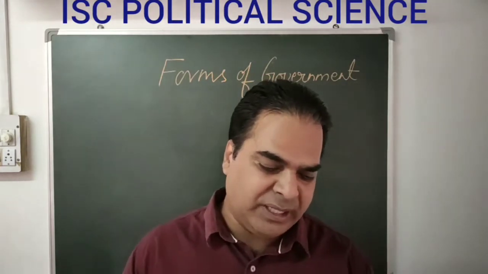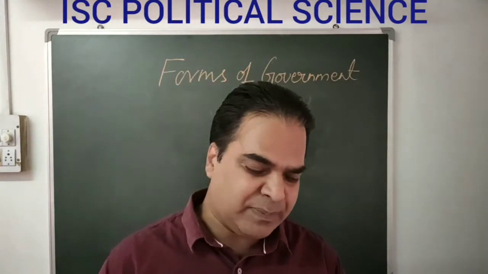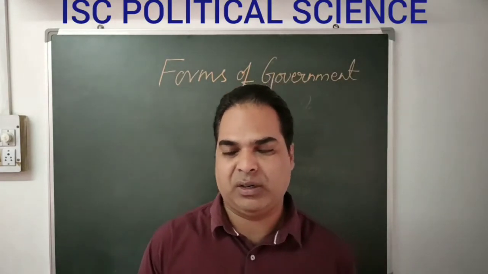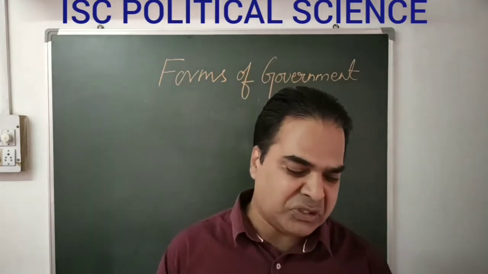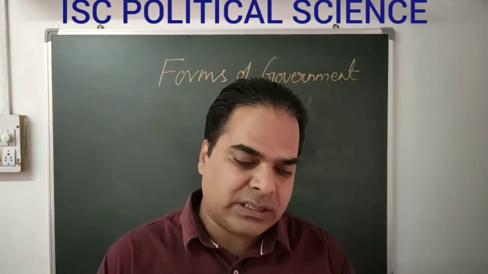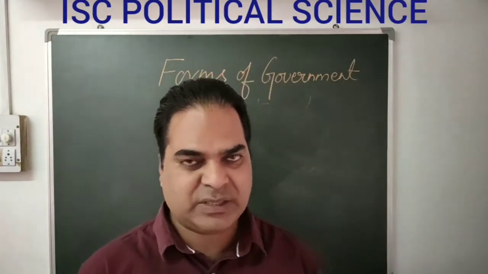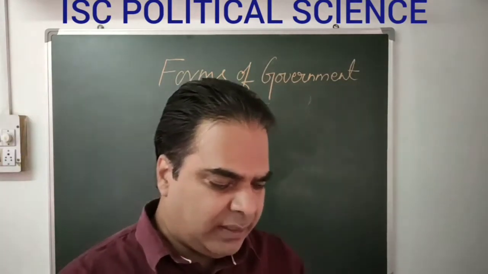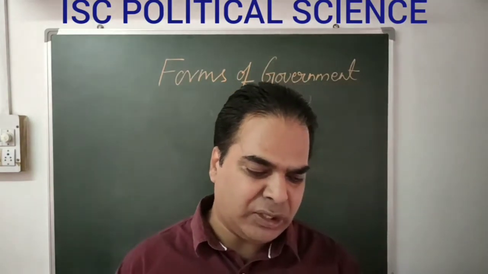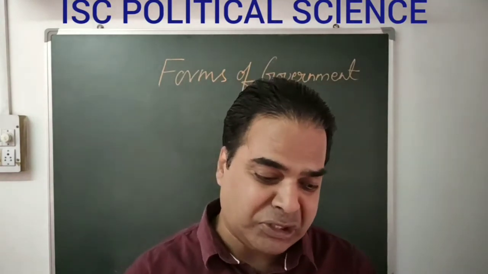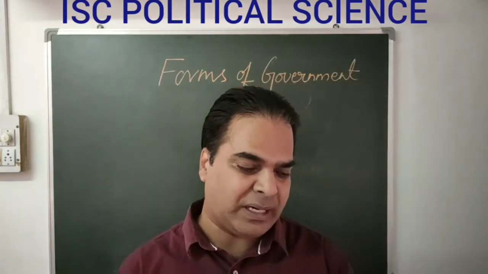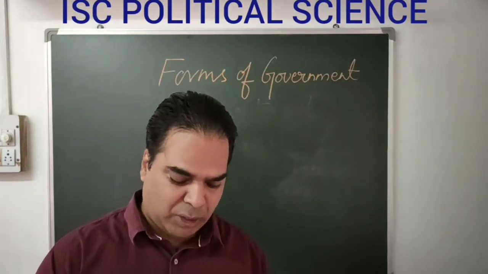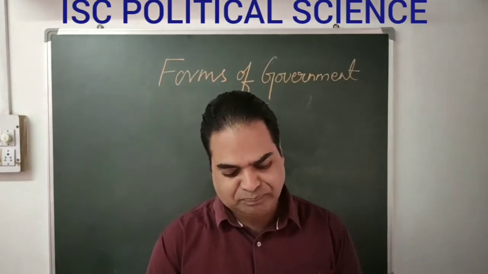Westminster model. The British parliamentary government or cabinet system of Britain is also known as the Westminster model. Westminster is the seat of the British Parliament. The name has been given to the parliamentary system because the cabinet is constituted by the members of the majority party in the parliament, that is the House of Commons. So this is the Westminster model. The seat is in Westminster.